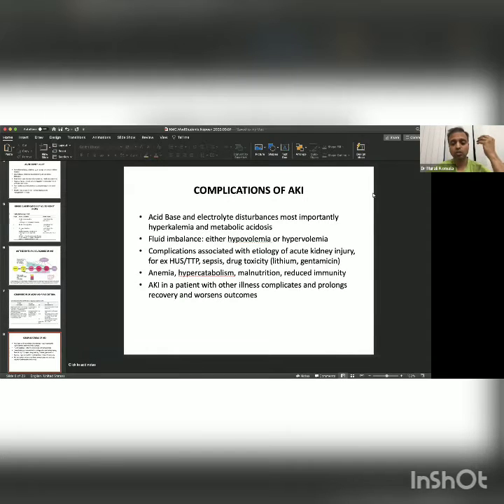The other thing you have to think of is, in the history, you may want to find out if they had drug toxicity, like lithium or gentamicin, or that they had hemolytic uremic syndrome, whether they're septic, because these are the things you'll have to manage in addition to the acute kidney injury. The acute kidney injury may be the manifestation of something more sinister. And then subsequently other things like anemia, hypercatabolism, malnutrition, reduced immunity. So these things come, but in the initial instance, it's the most important thing.